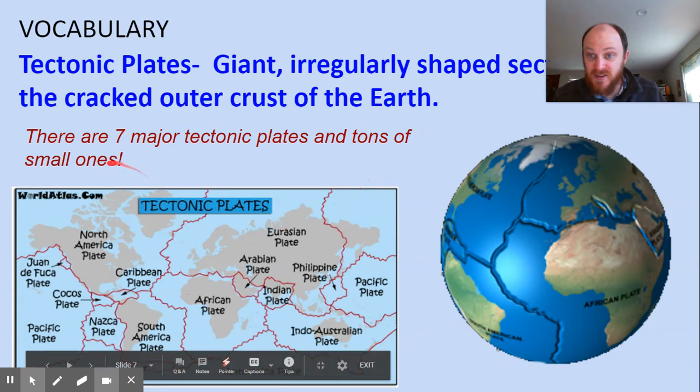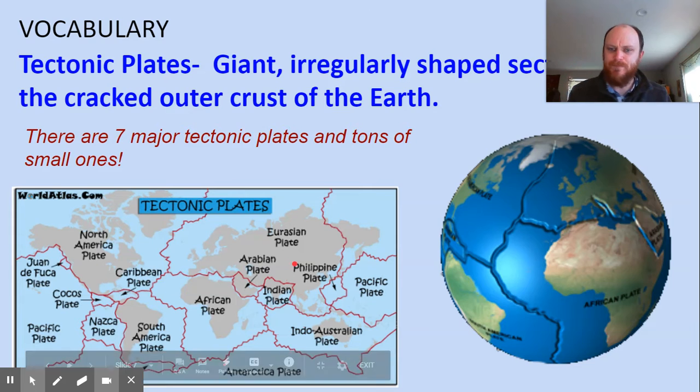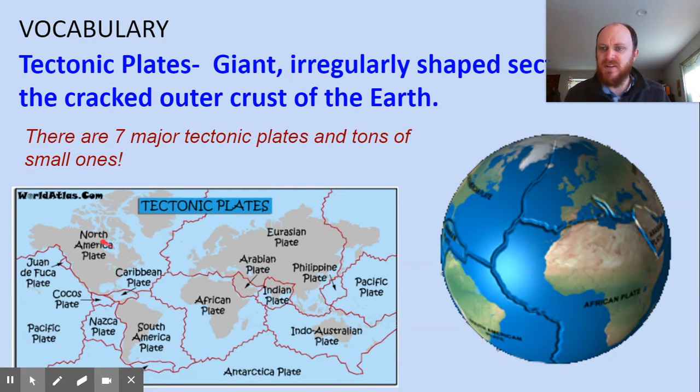So there are 7 major ones, you can kind of see them in here, and there's a lot of tinier ones. We're going to be talking a lot about our own plate, the Juan de Fuca plate, which is just right over here. It's a relatively small plate compared to the rest of the world, but it's important locally to us, and so we'll talk about it more.